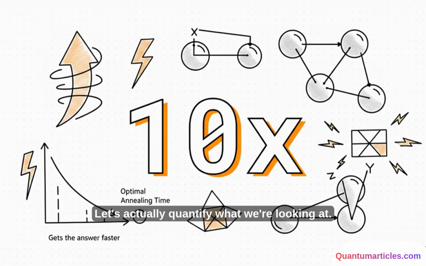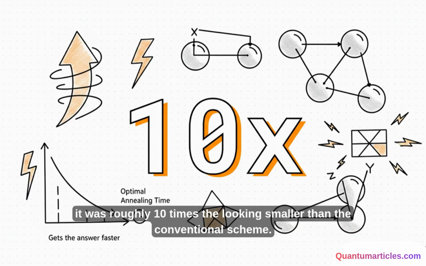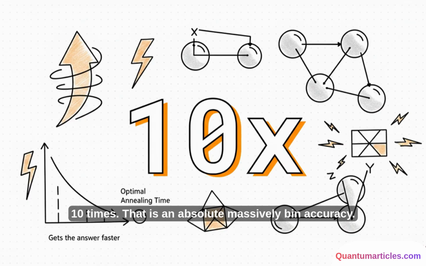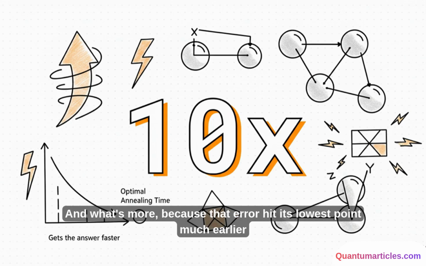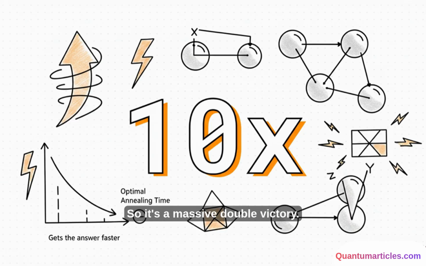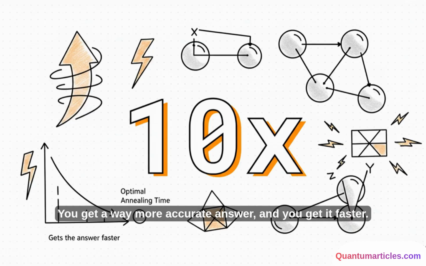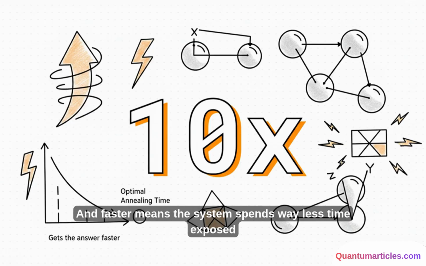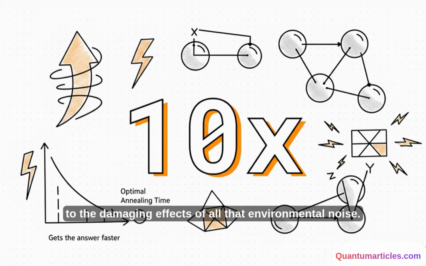Let's actually quantify what we're looking at, because it's huge. The estimation error for that random XXZ spin chain using the new XY model was roughly 10 times smaller than the conventional scheme. 10 times. That is an absolutely massive leap in accuracy. And what's more, because that error hit its lowest point much earlier on the graph, the optimal annealing time is significantly shorter. So it's a massive double victory. You get a way more accurate answer and you get it faster. And faster means the system spends way less time exposed to the damaging effects of all that environmental noise.